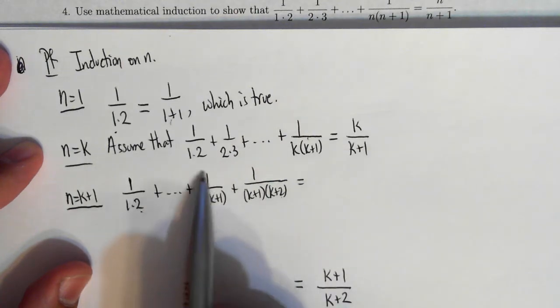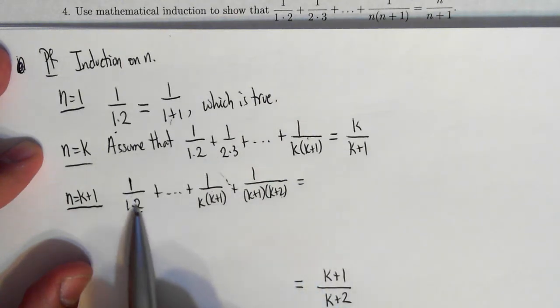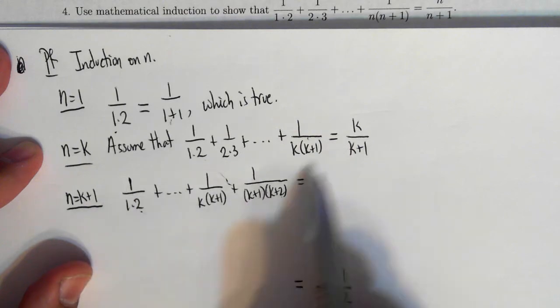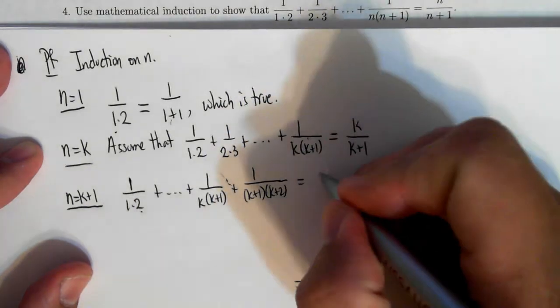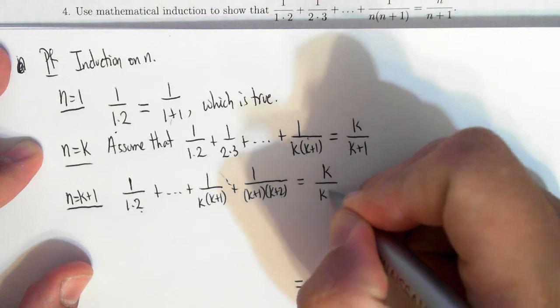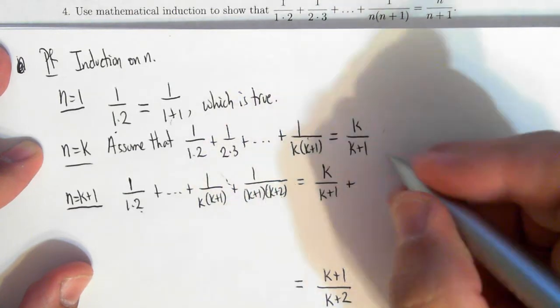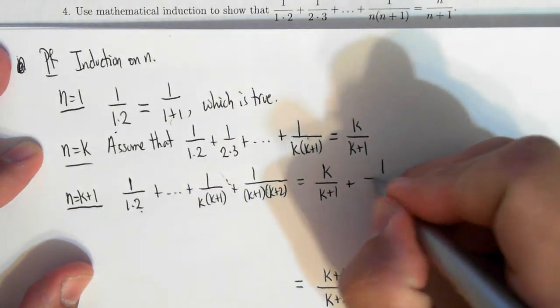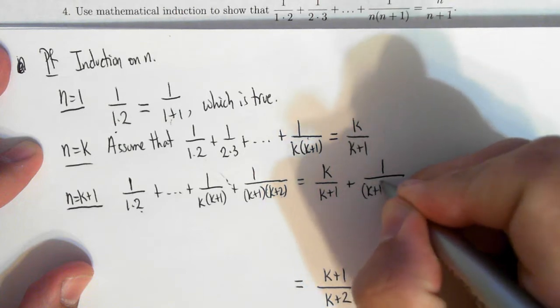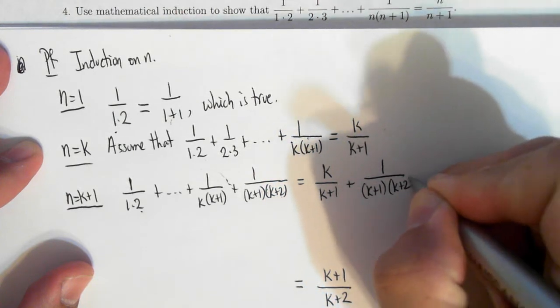Now to get started, I'll use the induction hypothesis. These first few terms without the extra term is equal to this by assumption. So k over k plus 1. And this extra term simply comes along for the ride. 1 over k plus 1 times k plus 2.